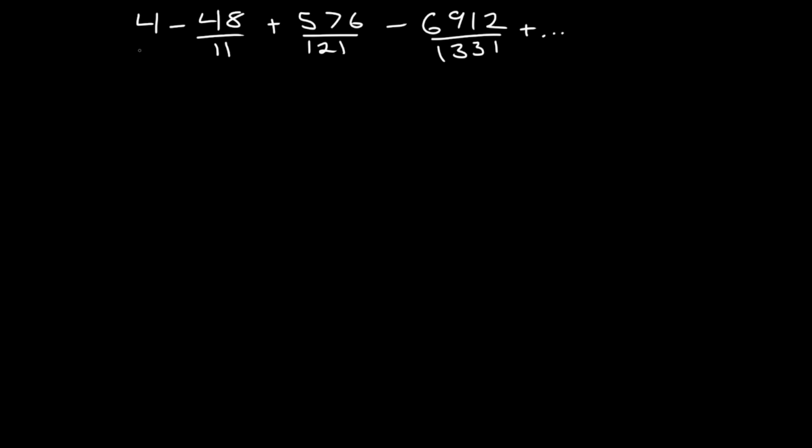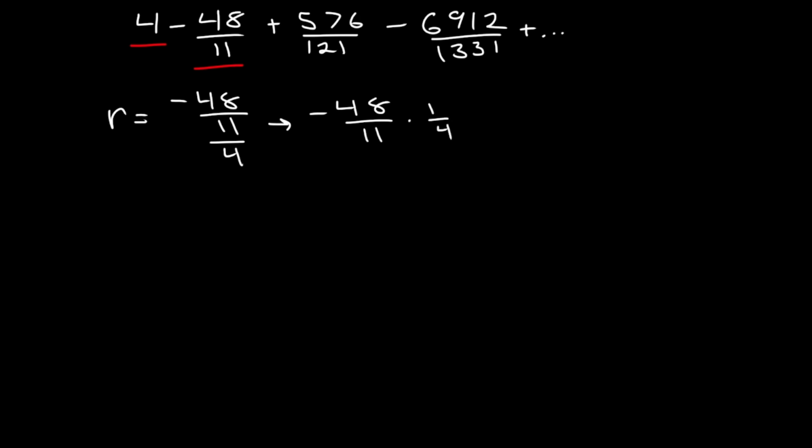So we'll look at the first two terms. The first term being 4, the second term being negative 48 divided by 11. Our r is equal to negative 48 divided by 11 divided by 4. It's an ugly fraction, so we can change that by multiplying by the denominator's reciprocal. So we get negative 48 divided by 11 times 1/4. We can cross out this 4 and the 48, and this will leave us with negative 12 over 11.